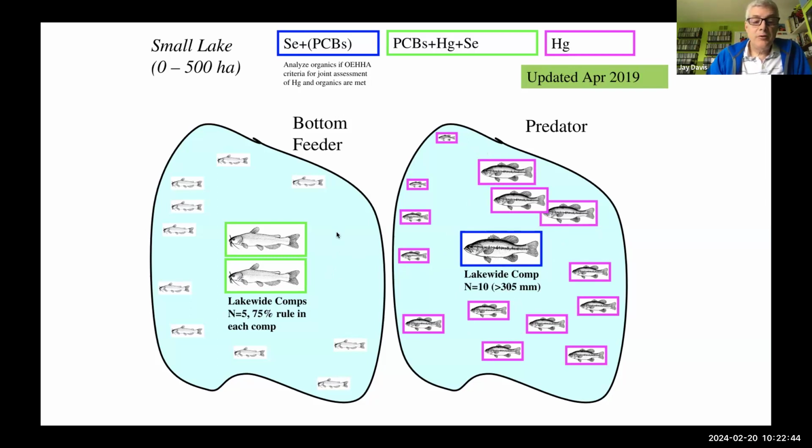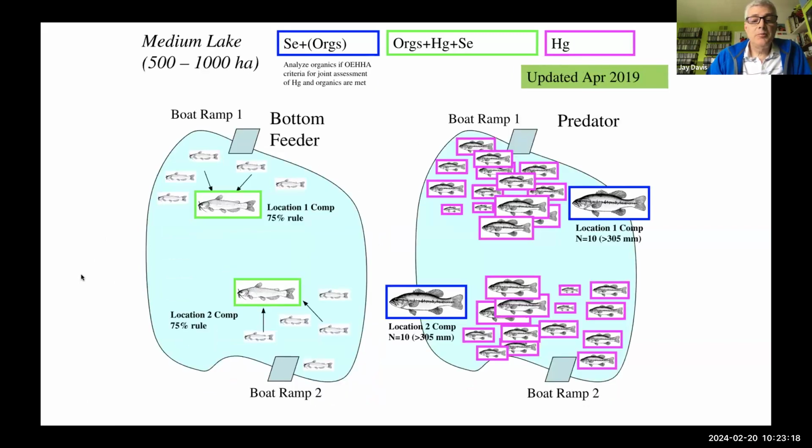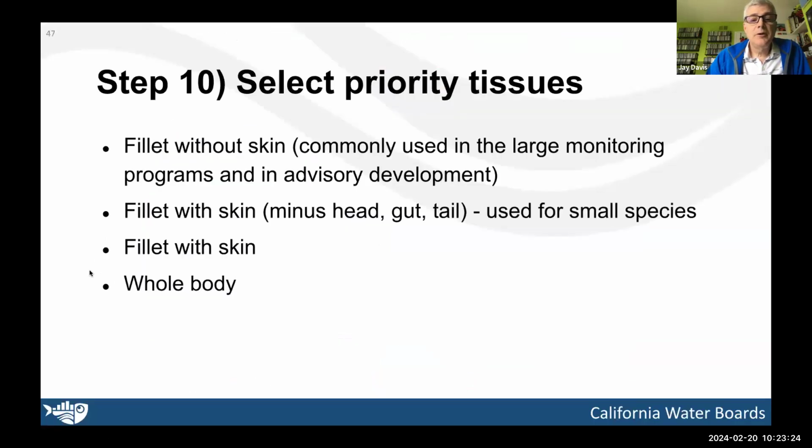For the bottom feeders, when they're present, like catfish, in a small lake we take fish from throughout the lake and create composites of 5 fish, and we'd like to have 2 of them if possible. I've got these illustrations for a small lake, and then for prey fish, we also do composites. For both mercury and selenium, we take fish from throughout the lake and make one composite for each species. For medium lakes, you go up to 2 locations per lake, and the diagram shows all the details. So these are in here for reference.